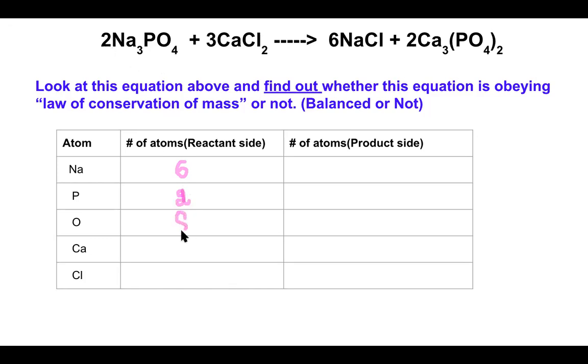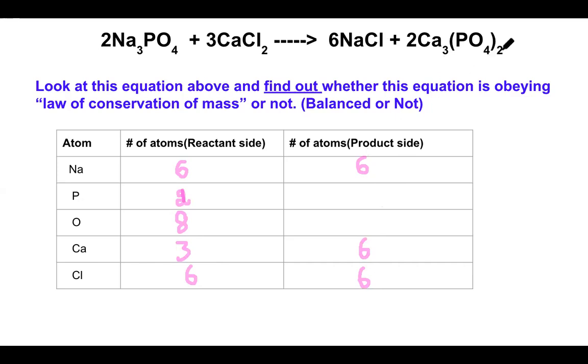It is 8 oxygen. How many calcium? 3 calcium. How many chlorine? 2 times 3, 6. Come to the product side. How many sodium? 6 sodium, 6 chlorine. Okay, let me write 6 sodium and 6 chlorine. And how many calcium? 2 times 3. So that is 6 calcium.